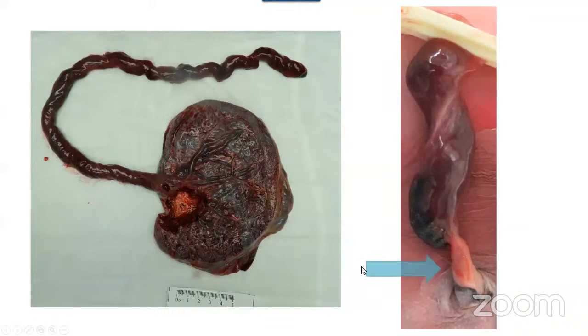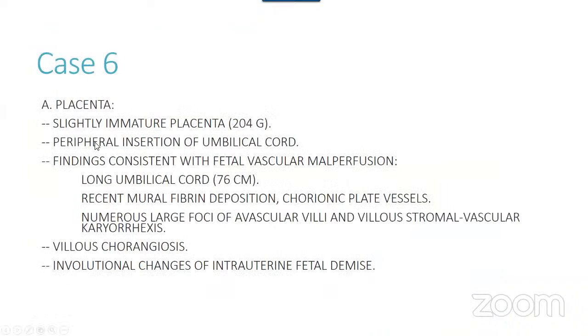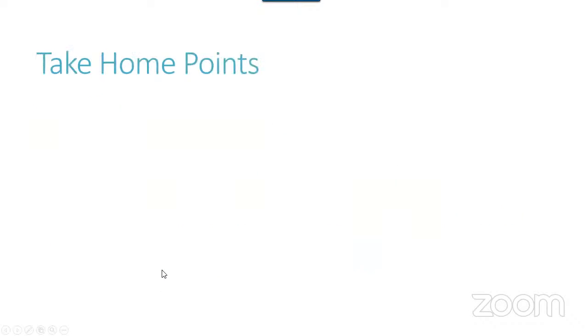So the way we would sign this case out is as slightly immature placenta. There are findings consistent with fetal vascular malperfusion. We had a long cord, the mural fibrin, and the large foci of avascular villi. There were also involutional changes of IUFD along with it. So I hope this was helpful.